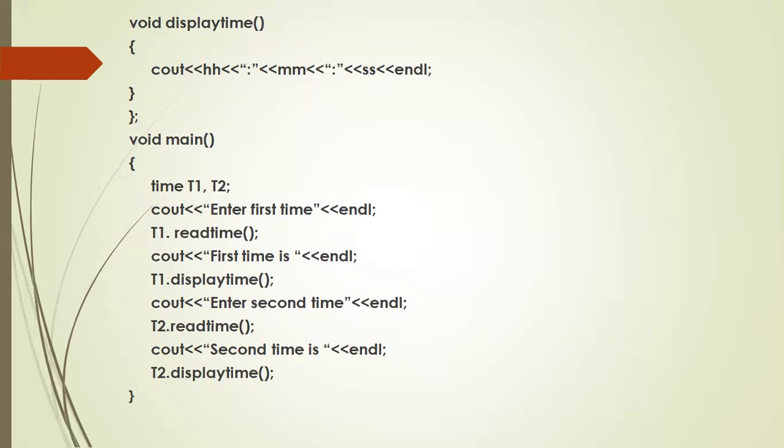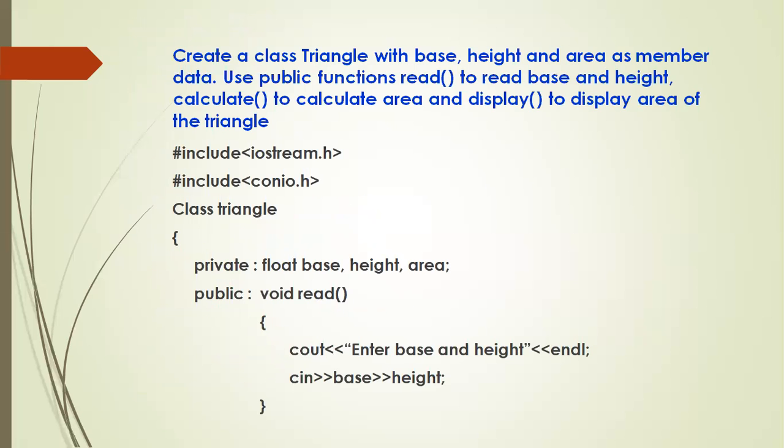So these two programs are exactly similar. One is based on date, the other one is based on time. Let us take the third example. Create a class triangle with the member data base, height, and area. So the class has three different member data, and the member functions are read.